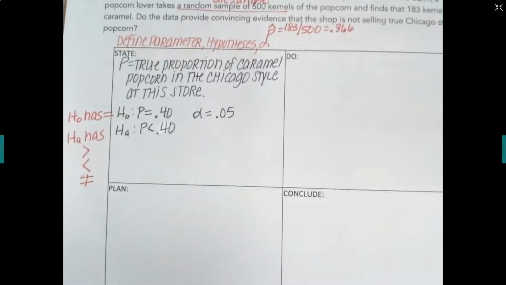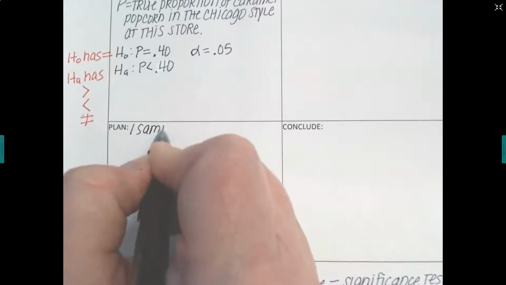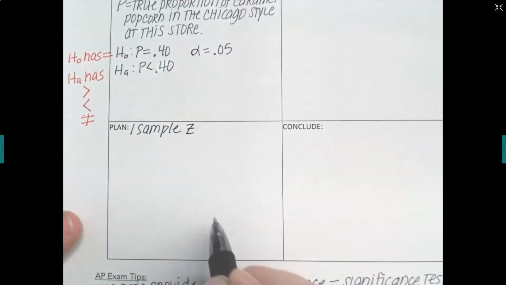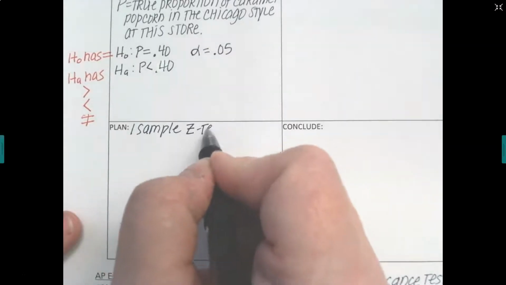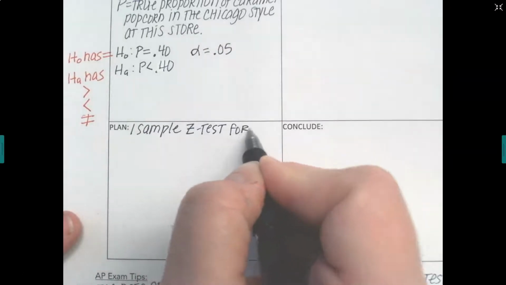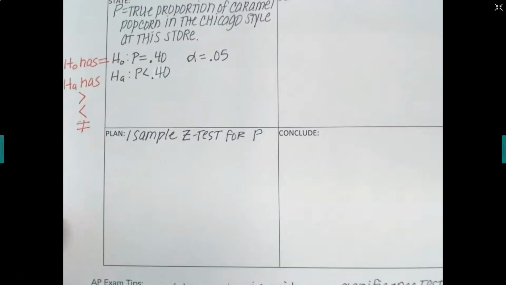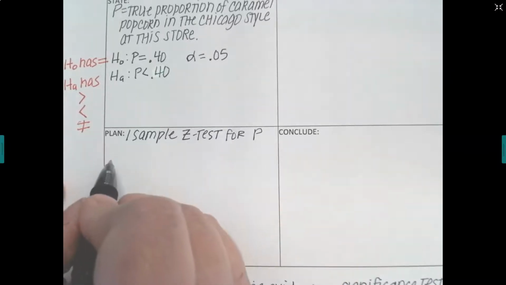Okay, so for our plan, we had one sample. We saw it was a random sample of 500 kernels, so this is a one sample. Because this is a proportion, proportions are always z, and we're performing a significance test. So it's a z-test for, and we're trying to estimate the population proportion. So we have our procedure. Now we need to check our conditions.